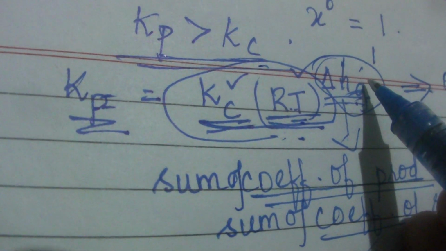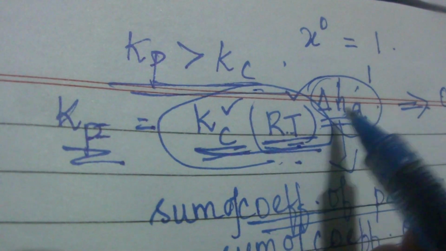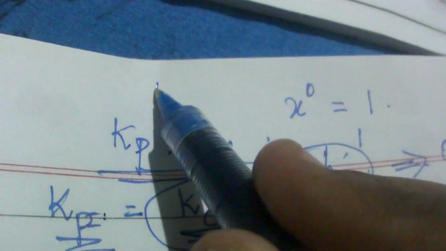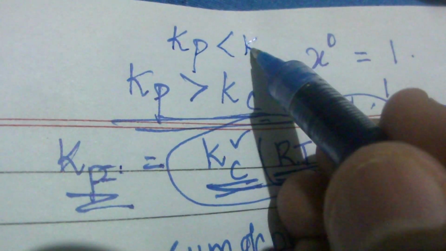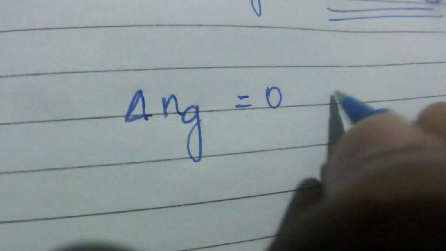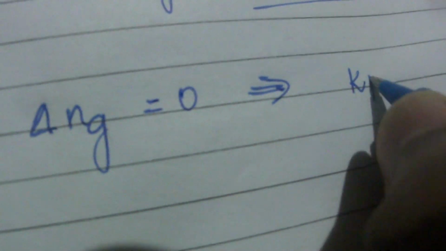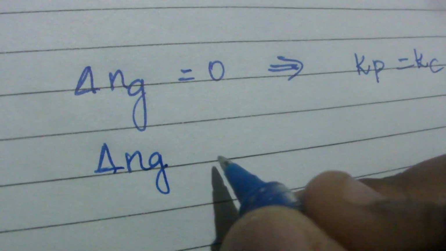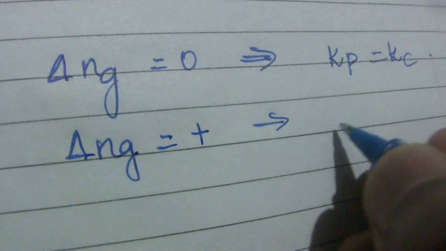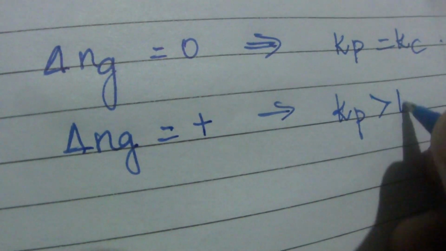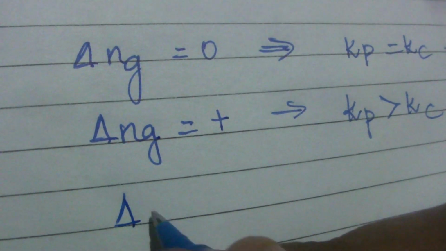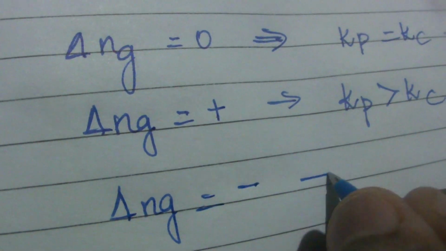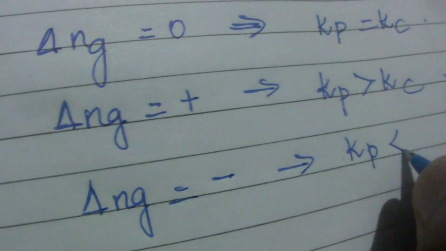What if it's negative? What happens? If it's negative, then this will be lesser than Kc. Kp will be lesser than Kc. Okay, so let me write that: if delta Ng equals 0, then Kp will be equal to Kc. If delta Ng is positive, then Kp will be greater than Kc. If delta Ng is negative, then Kp will definitely be smaller than Kc.